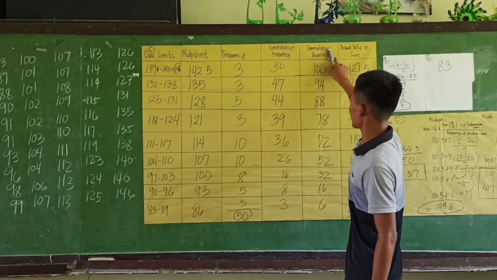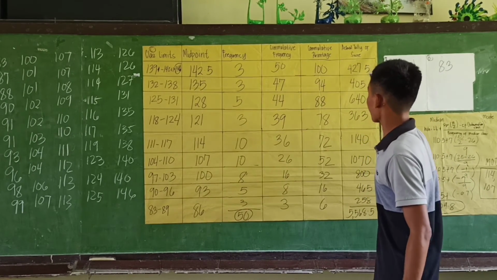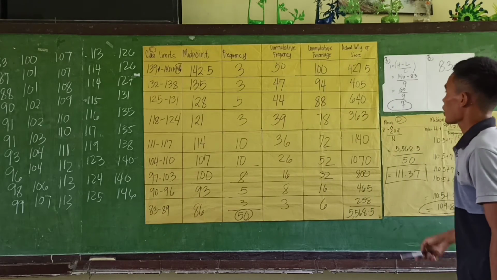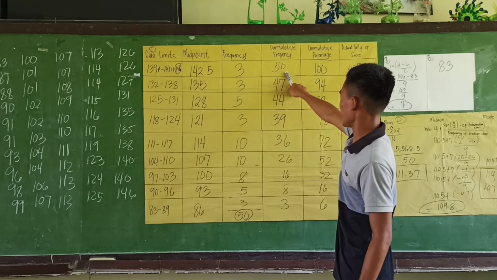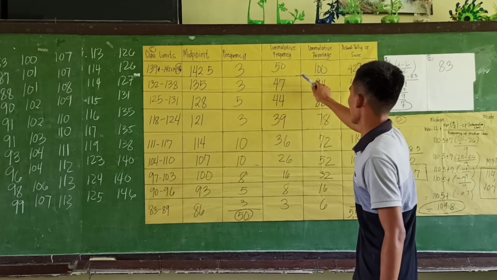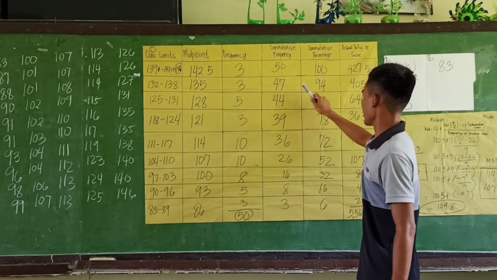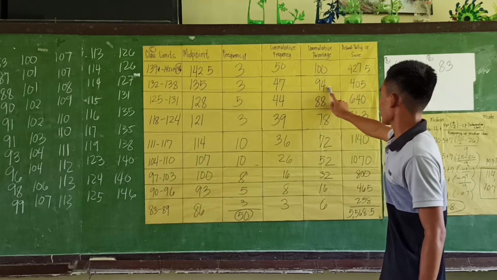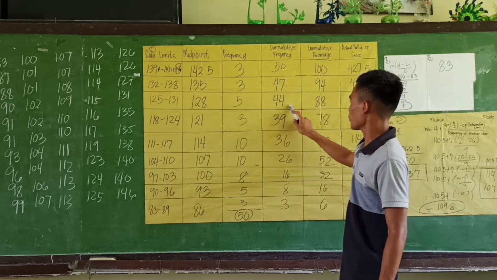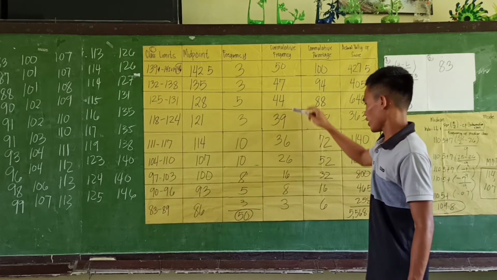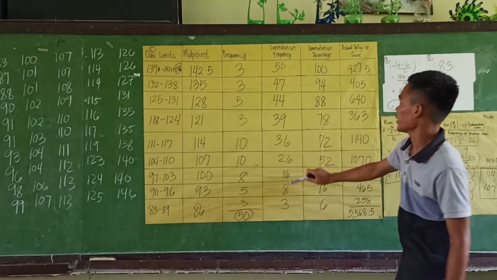So now, cumulative percentage. You need to have a percentage of your data. So 50 divided by 50 is 1 times 100, then you will get 100%. Then 47 divided by 50 times 100 is equal to 94%. 44 divided by 50 times 100, and the same with the rest of the data.